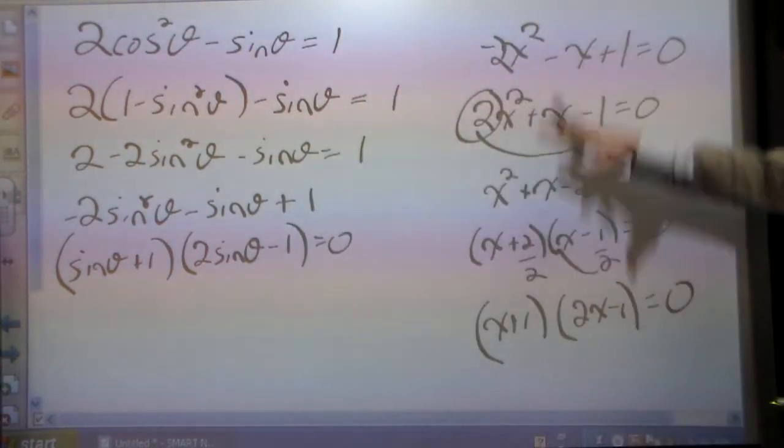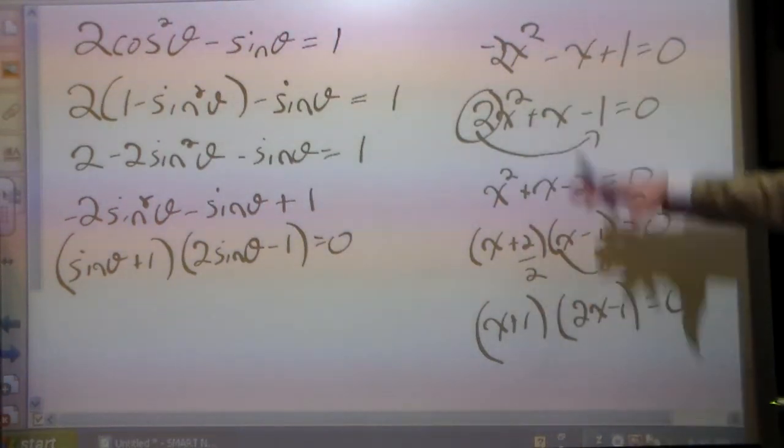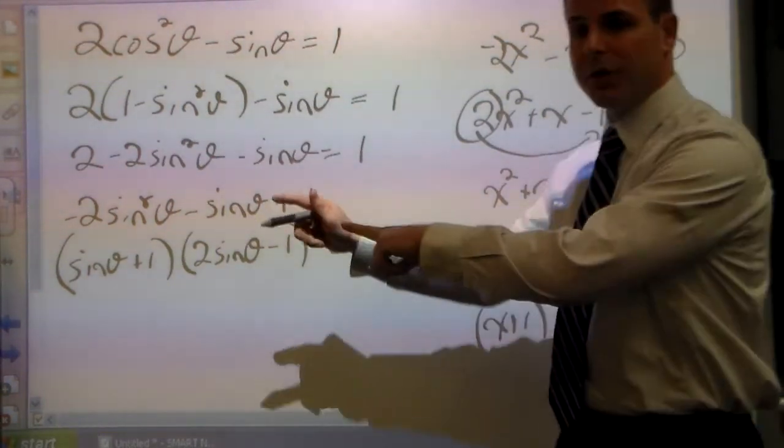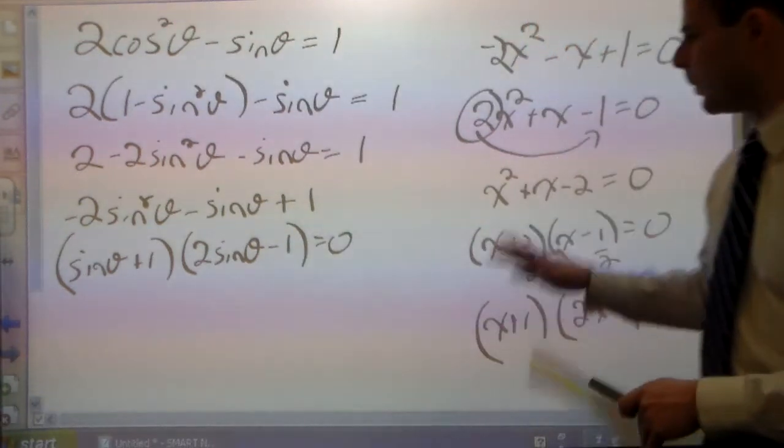Okay, so I factored it like a regular polynomial, like a regular quadratic, and then I converted it back to a sine function. Just makes it a little easier because this is something we're a little more comfortable with.